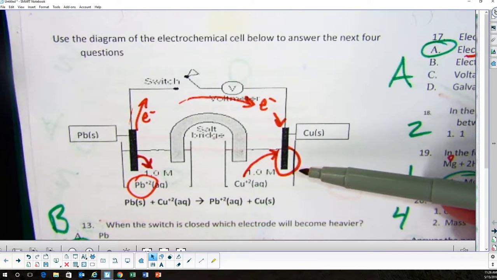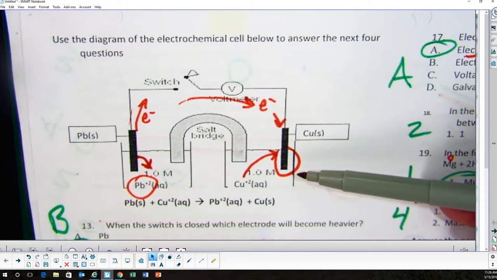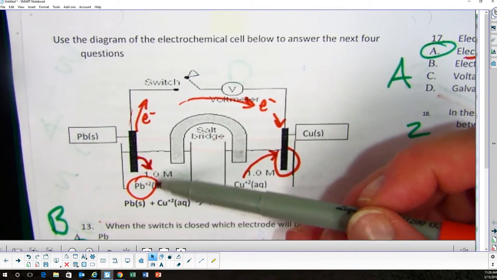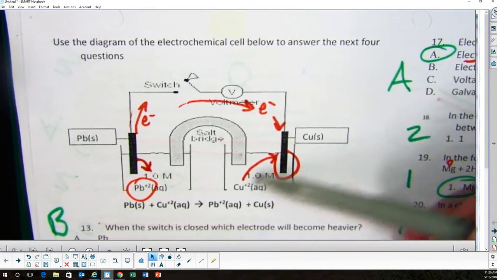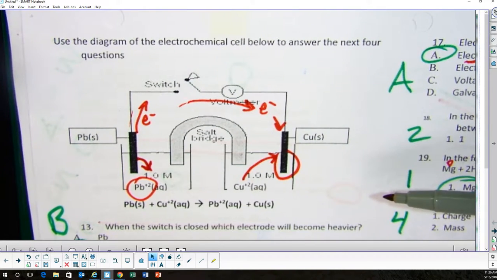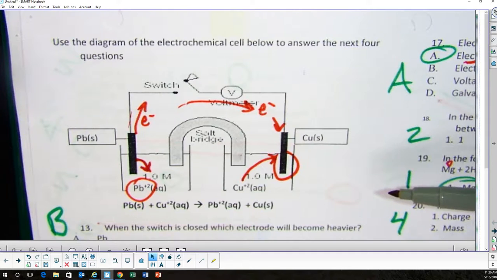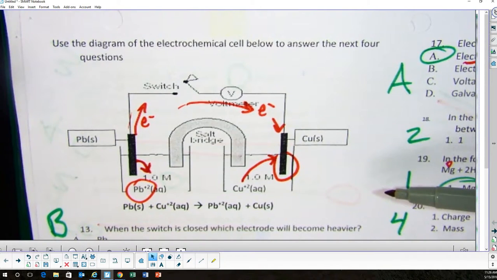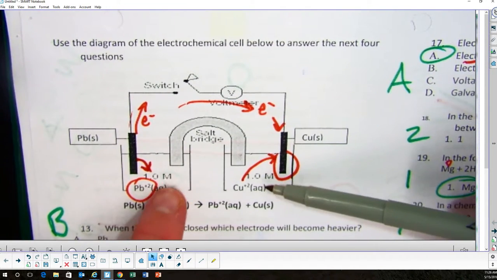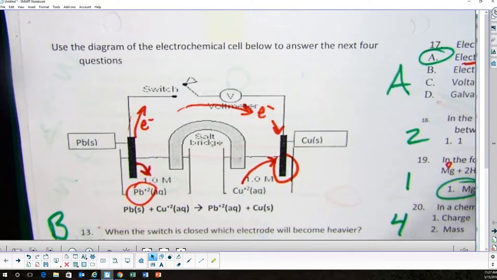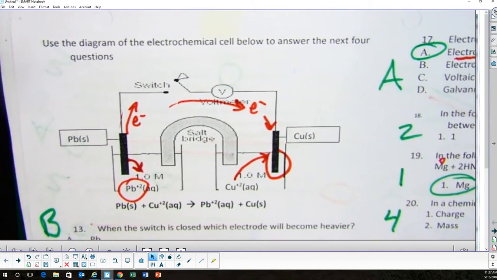And number 15, which metal ion will increase in concentration? Well, I'm putting more Pb plus 2 into solution. I'm taking Cu out of solution, so it's Pb plus 2 that becomes more. And what will increase the voltage and current of the cell? The only thing that will increase the voltage is to increase the concentration of what it's in. That's the only thing. Okay? So that's D on 16.